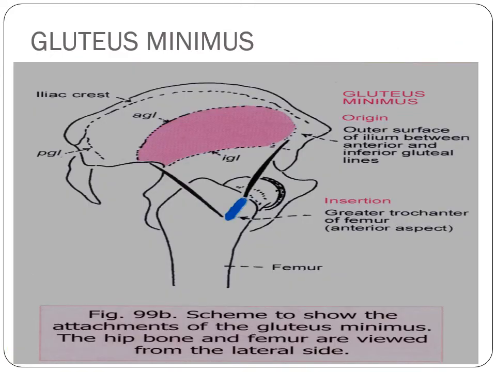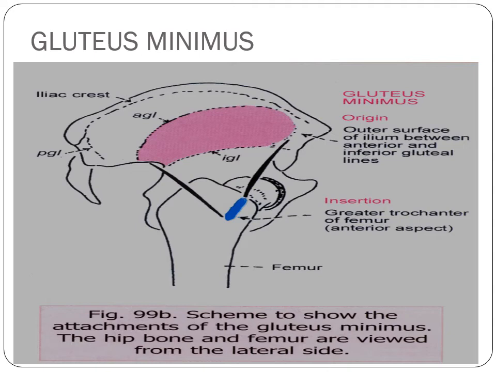See this diagram, the origin of gluteus minimus is the outer surface of the ilium between the anterior and inferior gluteal line. This one is the anterior gluteal line and inferior gluteal line. Here its insertion is the greater trochanter of the femur, the anterior aspect of the greater trochanter. The nerve supply of both is the superior gluteal nerve. The action of both is abductor of the hip joint, and if there is sagging during walking, the Trendelenburg sign is positive.